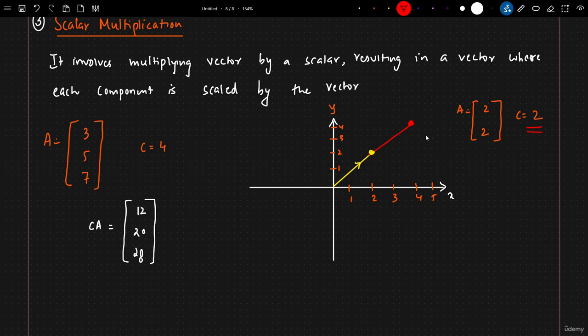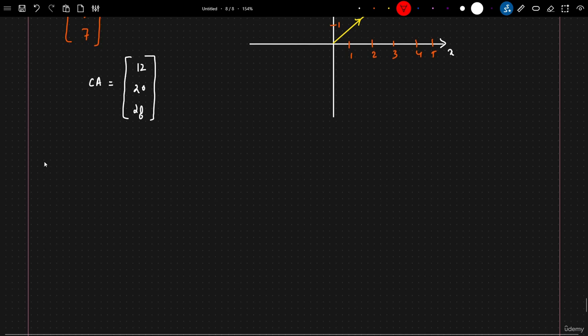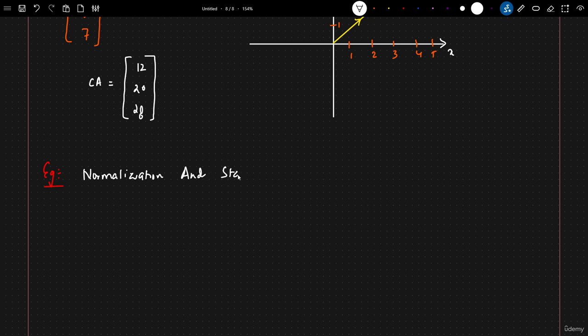Now let me talk about some examples. There is something called normalization and standardization. What does this basically mean? In normalization or standardization, we will be scaling the data into some units. Why this scaling is necessary, I will talk about it.